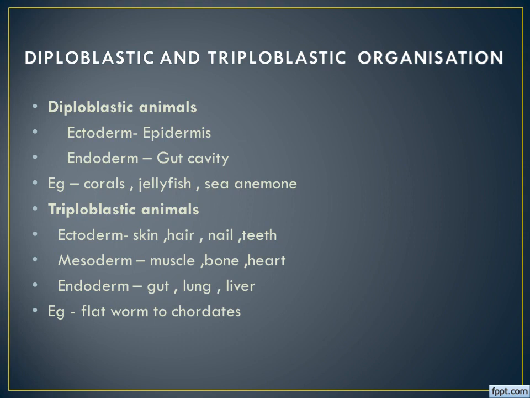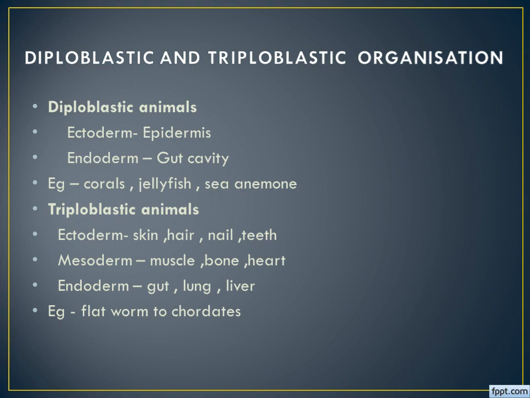So let us see here. In case the embryo consists of only 2 layers, the names of the layers are ectoderm and endoderm. If the embryo consists of 2 germinal layers, it is known as diploblastic animals. As I said, from these layers only the organs develop.